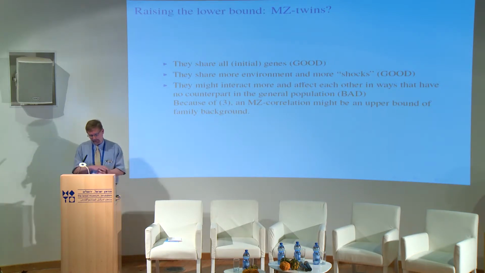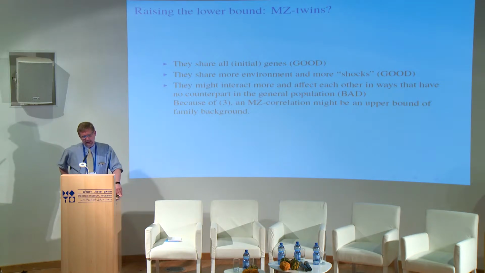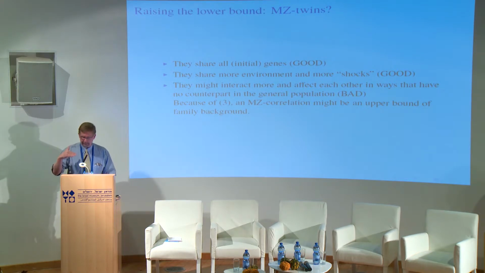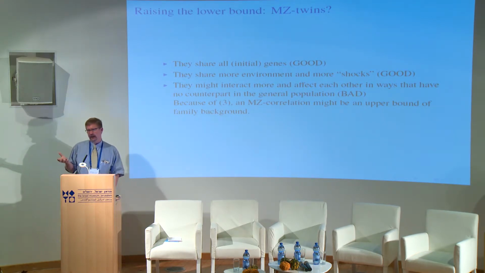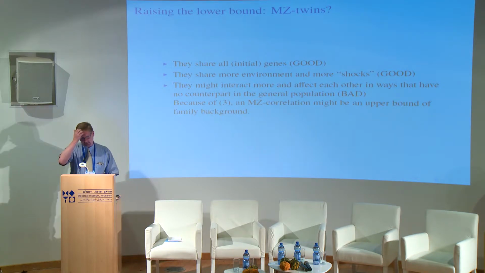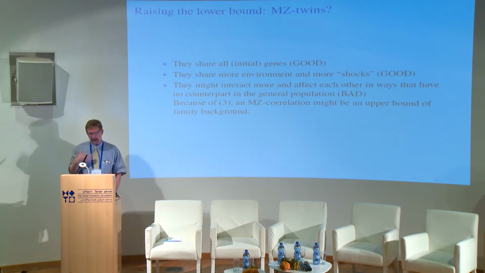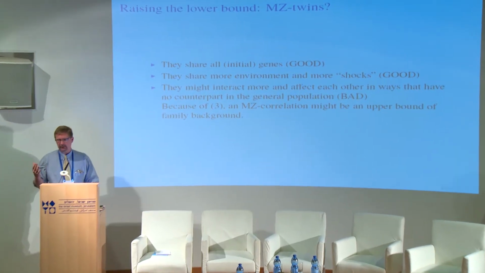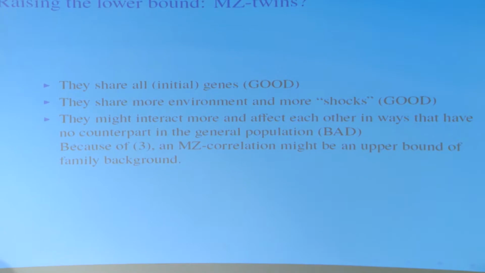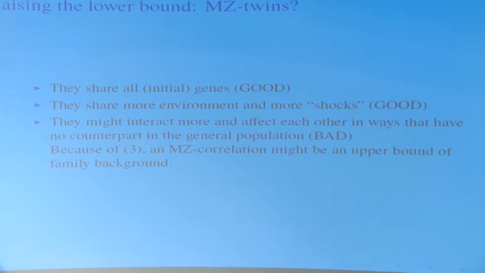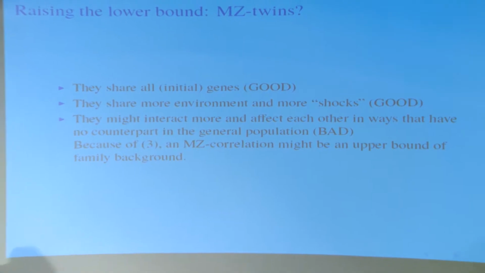Now, there's in fact a huge literature on this from earlier times, which is to look at twins, and in particular monozygotic twins. They share all their initial genes, which is good, so that kind of controls for genetic influences. They also share more environment than other siblings, both fraternal twins and other general siblings. That's also good. But on the other hand, monozygotic twins may interact, and in fact they interact and affect each other more than members of the general population might, and that's kind of a bad thing. And because of this third factor here, the monozygotic correlation might be an upper bound on family background rather than a kind of higher lower bound.